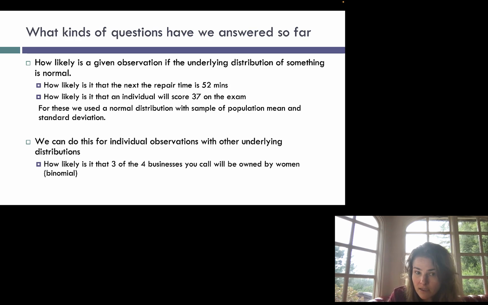So far we've asked how likely is a given observation if the underlying distribution of something is normal? How likely is it that the next repair time is 52 minutes? How likely is it that an individual will score 37 on the exam? For these, we use a normal distribution with the sample or population mean and standard deviation. We can also do this for individual observations with other underlying distributions. Something like, how likely is it that 3 out of the 4 businesses you call will be owned by women? This would be a binomial distribution. We can use those other distributions that you've studied to answer other kinds of questions and do other kinds of hypothesis testing.